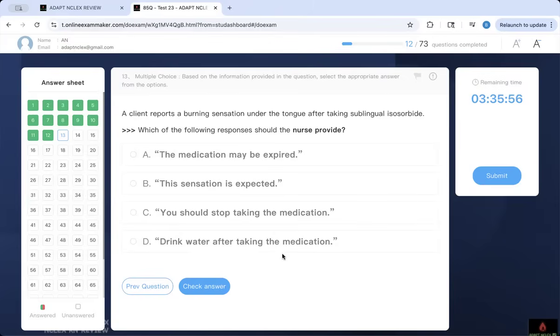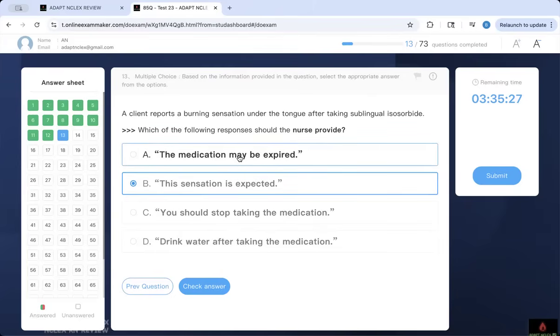This is NCLEX strategy. NCLEX keyword. Go for it. It says sublingual, under the tongue. Any medication under the tongue, you don't drink with it. Therefore, the right answer, expected finding. If you're taking under the tongue medication and it says sublingual, most of the time it's a nitrate, isosorbide, right? If you put it under the tongue, it's going to burn as it gets absorbed. That's what is expected. The medication has not expired. It means it's working, and you should not stop taking the medication.